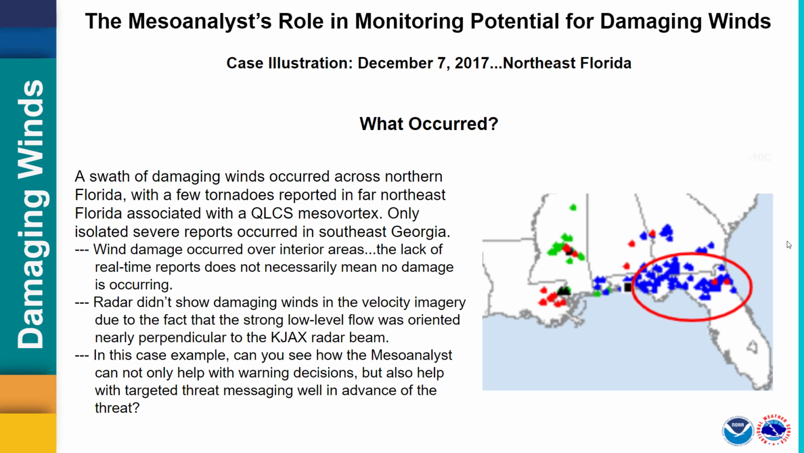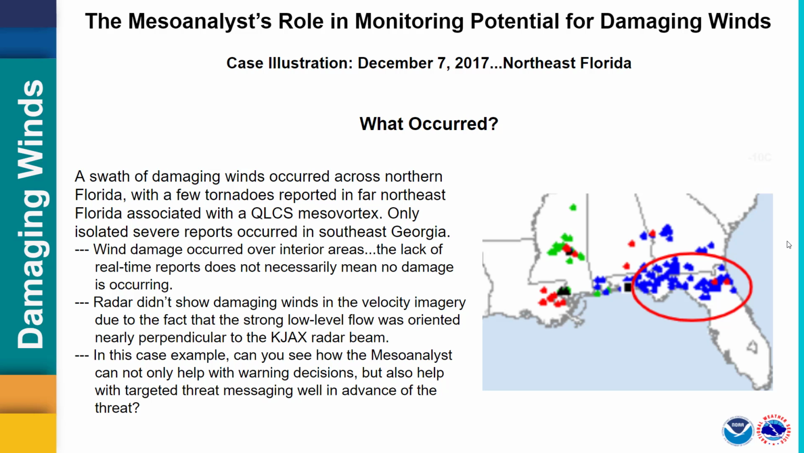So what happened? We had a swath of damaging winds across northern Florida, with a few tornadoes reported in far northeast Florida associated with a QLCS mesovortex. Only isolated wind reports occurred in southeast Georgia. There were wind damage reports over interior areas, but they lagged real time, so they were of no use during the actual event. The lack of real-time reports does not necessarily mean no damage is occurring.